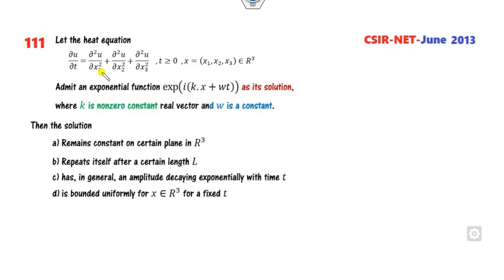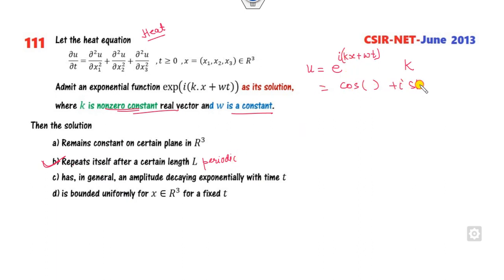Okay, look at that. Now again it's a heat equation, so we can find the solution. U is e raised to power iota (kx plus omega t), fine, where k is my non-zero constant and omega is constant. So the solution is a constant, repeat itself, yes, 2. What is the meaning of repeat? It's periodic, but you can see if you operate them as cos plus sine, it's a function of sine and cosine, it's periodic, that's 2.